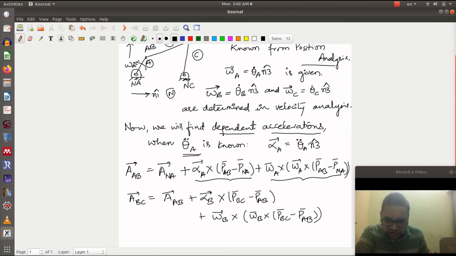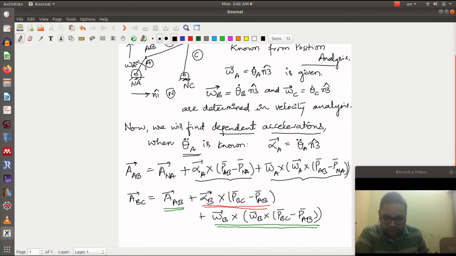Acceleration of BC can also be, okay, let us write down what is known. This is fully known, acceleration of AB. This is also known. All quantities in this term are fully known, and this is unknown. This is something that is not known. We know this, but we don't know the alpha. This is the one that is not known.